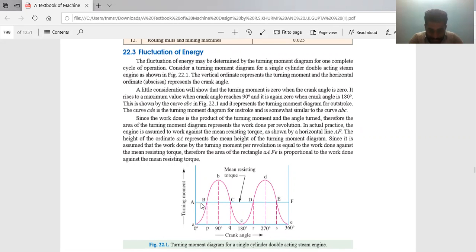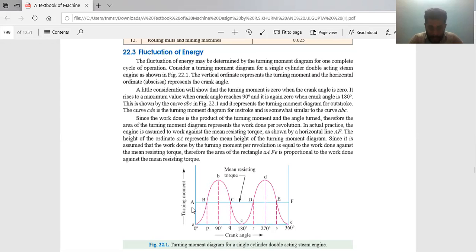Now, this A, B, C, D, E, F, this line A to F. This line is what? This line is mean torque line. So if you plot a graph between turning moment T and crank angle theta, it will follow some sinusoidal pattern. That will depend. Say if your crank angle theta is 45 degree, what is your turning moment of the engine? If your crank angle theta is 180 degree, what is the turning moment you are getting from the engine? If you plot those values, you will get some sinusoidal kind of curve.